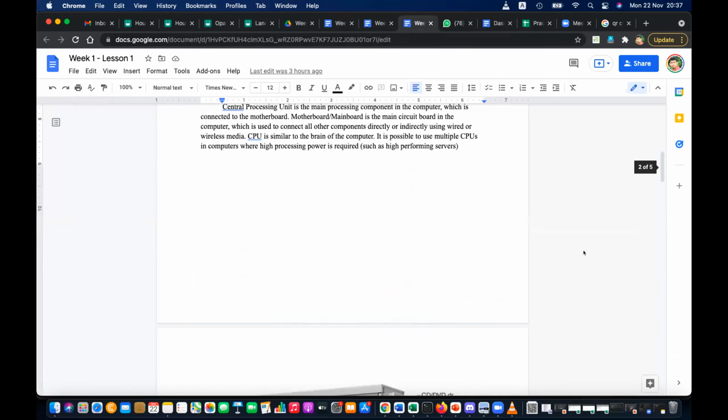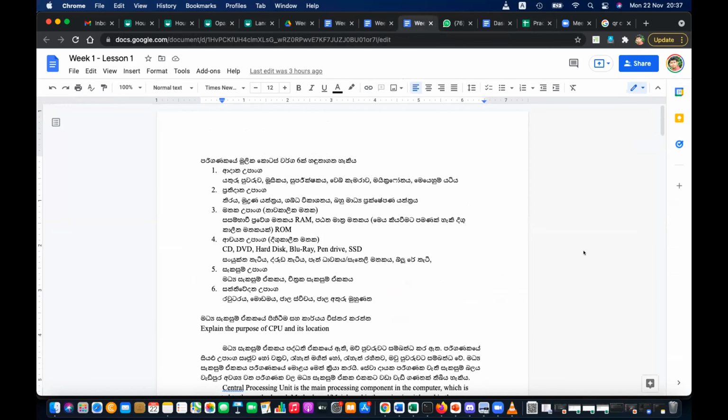We were discussing about the processor, or the computer's processor. When it comes to the processor, it is the main component of the computer, right? So that is similar to the brain. We learned that, right? The processor is the main component of the computer, similar to the brain of the computer, right?